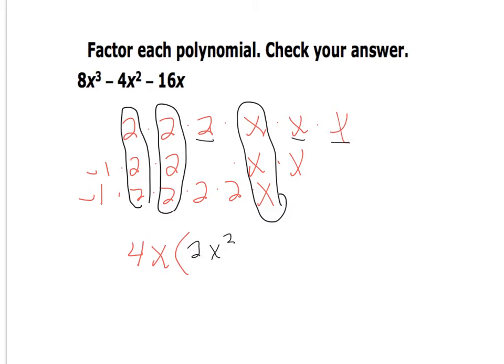Okay, for the second one, it's going to be a negative and an x, so minus x. And for the third one, I have a negative 1, a 2, and a 2. So that means it's going to be negative 4.